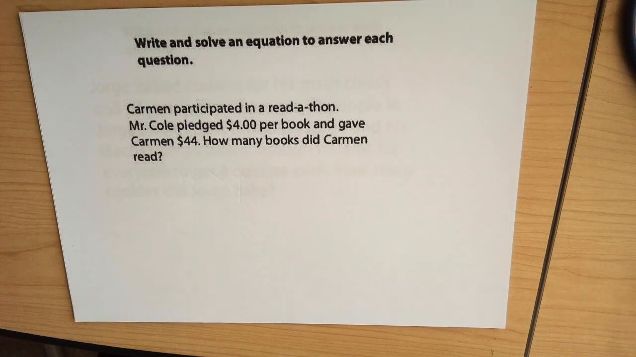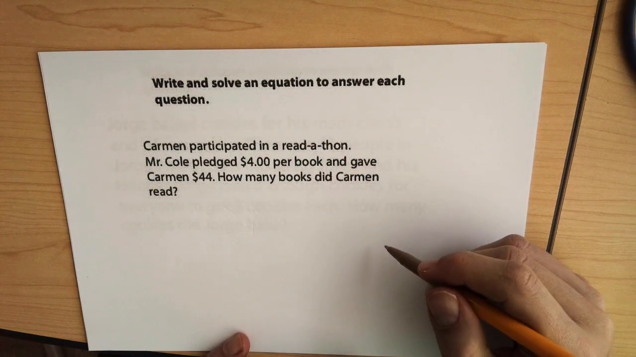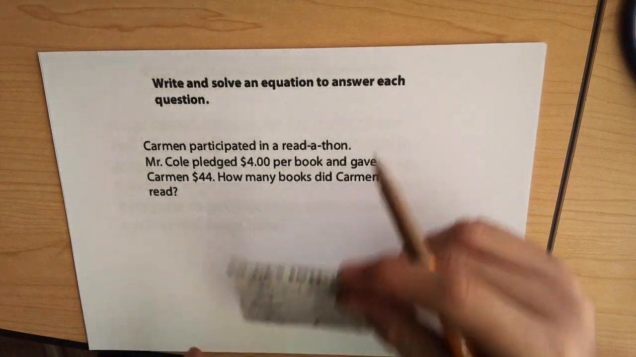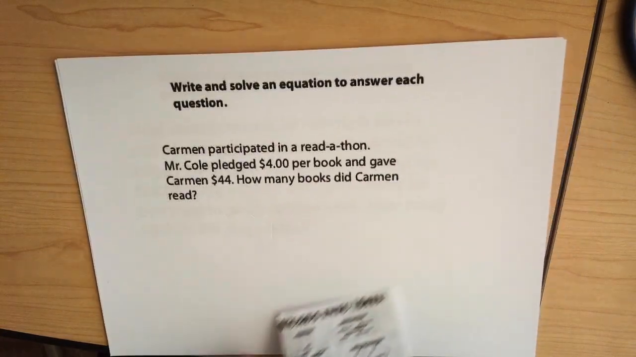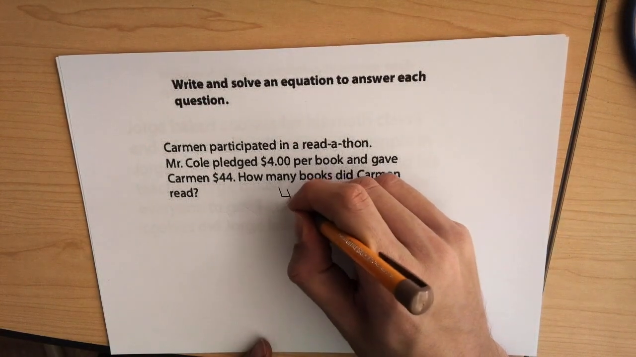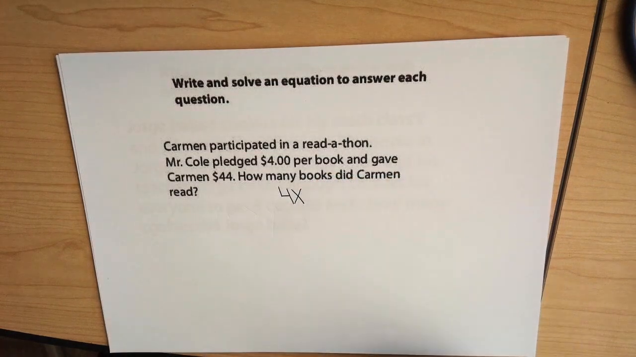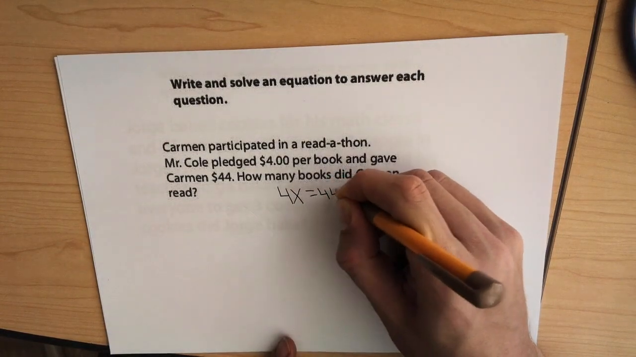Carmen participated in a readathon. Mr. Cole pledged $4 per book and gave Carmen $44. How many books did Carmen read? We want to write an equation and solve for each of the following. $4 per book. So that means we're going to have to divide. Okay, but we're setting up our equation, so we need to write it in a multiplication problem. Gives 44, so we know that it's equal to 44.